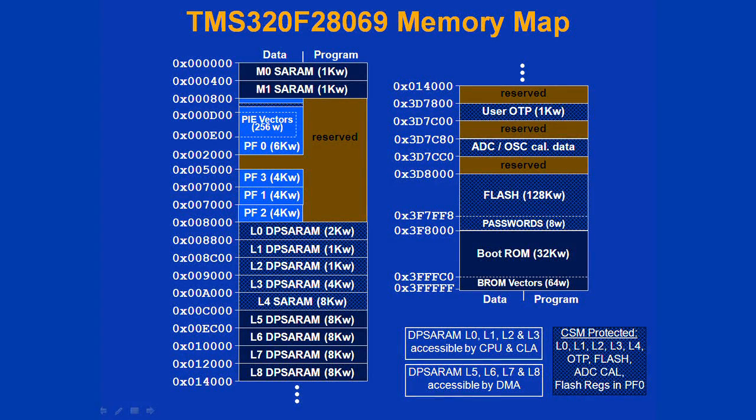The user OTP is a one-time programmable memory block. TI reserves a small space in the map for the ADC and oscillator calibration data. The flash block contains a section for passwords, which are used by the code security module. The boot ROM and boot ROM vectors are located at the bottom of the memory map.